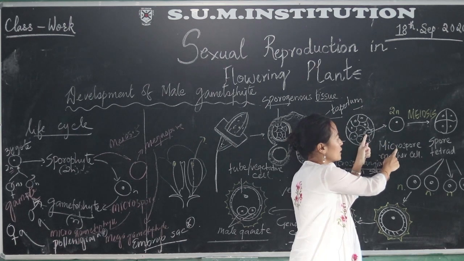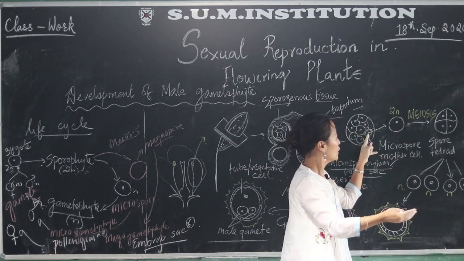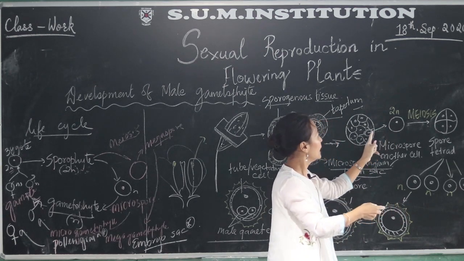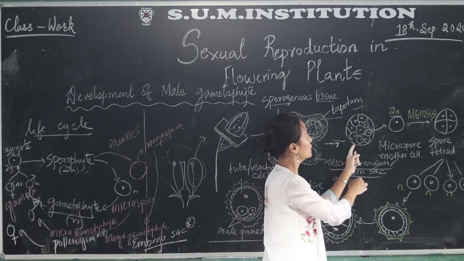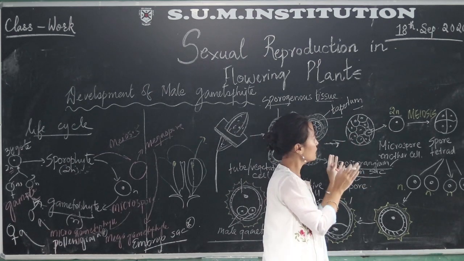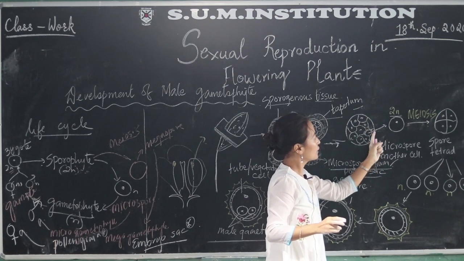Why is this known as the microspore mother cell? Because it gives rise to the microspore. So this microspore mother cell is diploid. All the cells in your sporogenous tissue have 2 sets of chromosomes, so they are diploid. So this is the microspore mother cell.